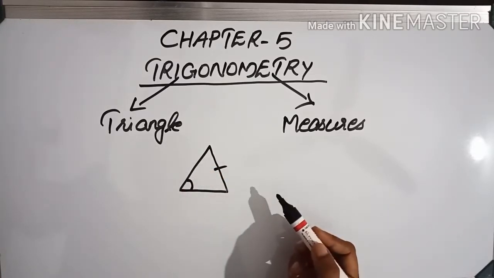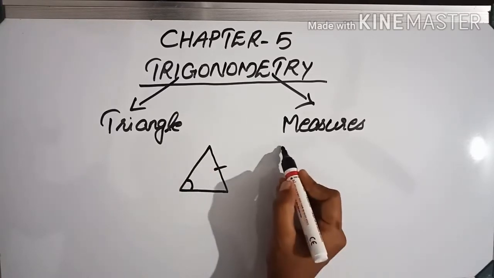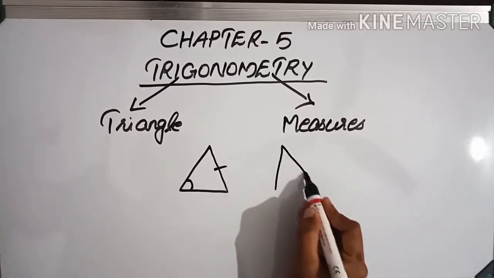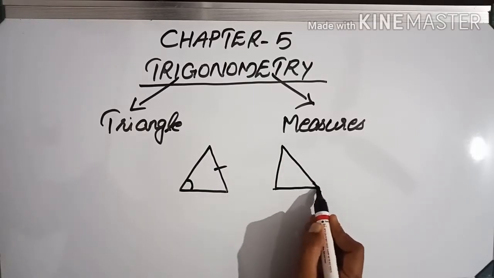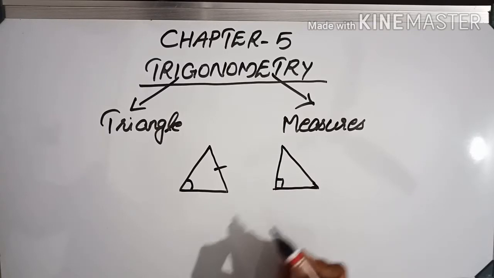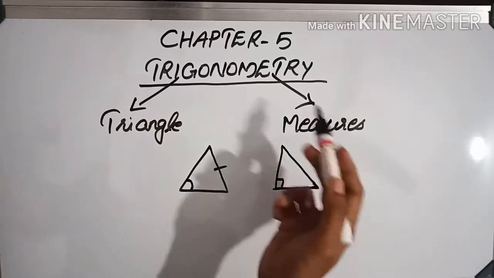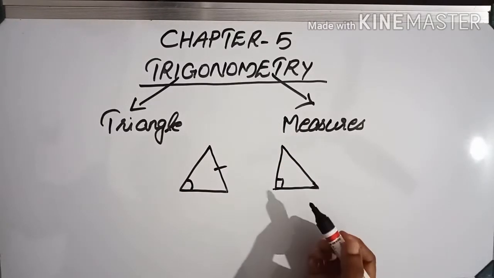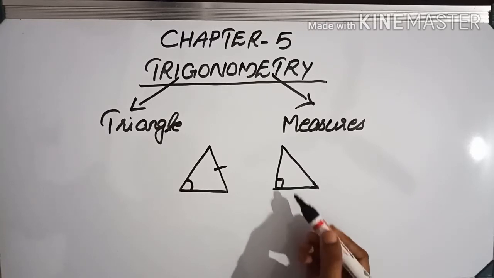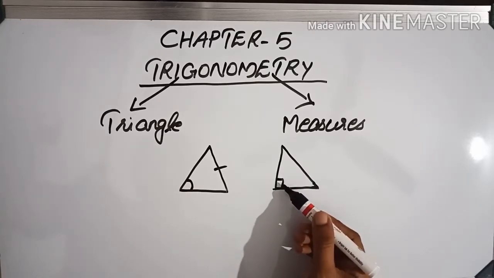One more speciality is there. Here the triangle means only right triangle. Only right triangles we will consider for trigonometry. The trigonometric values are applicable only for right triangles, where one of the angles must be 90 degrees. So this is the basic.